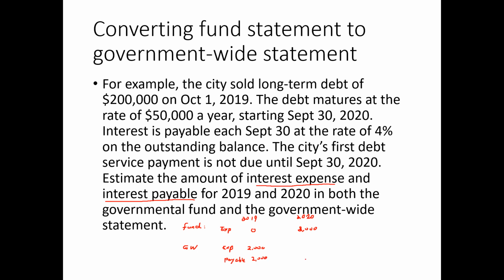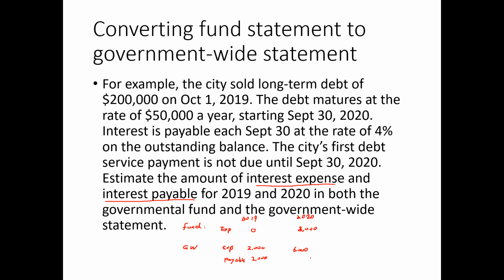Next, 2020. On September 30th, 2020, they're going to pay $8,000 cash, among which $6,000 will be recorded as interest expense. So debit interest expense $6,000, debit interest payable $2,000, credit cash $8,000.